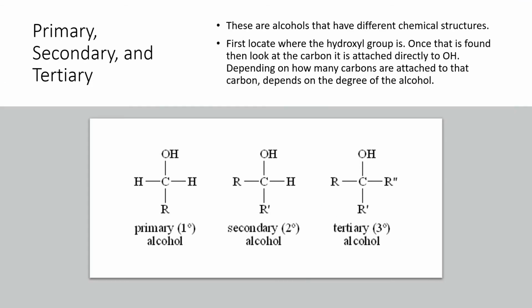We will now be looking at the primary, secondary, and tertiary alcohols. These are alcohols that tend to have different chemical structures. When naming these, you have to first locate where the hydroxyl group is. Then once that is found, look at the carbon it's directly attached to, and then how many carbons are attached to that carbon. So when looking at a primary alcohol, you see this hydroxyl group here is attached to 1 carbon, and then R represents a carbon chain. That carbon is only connected to 1 more carbon.